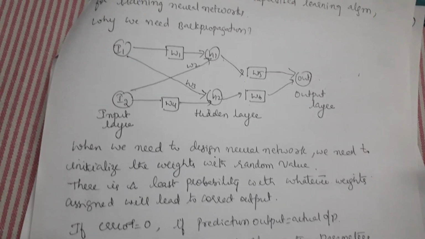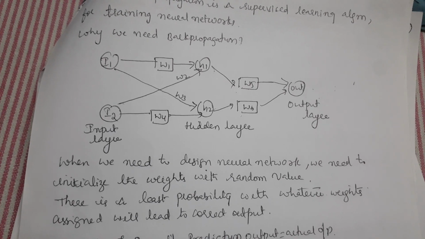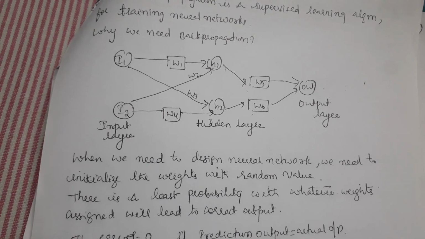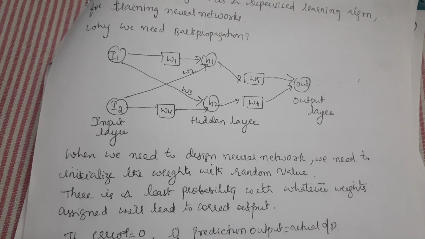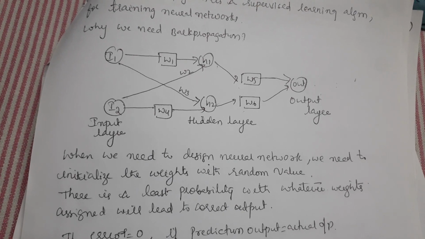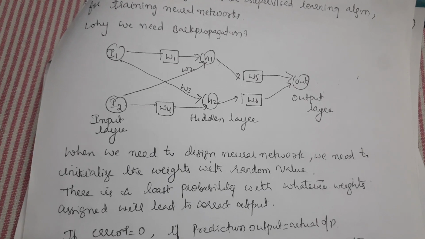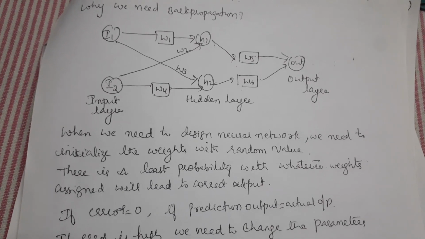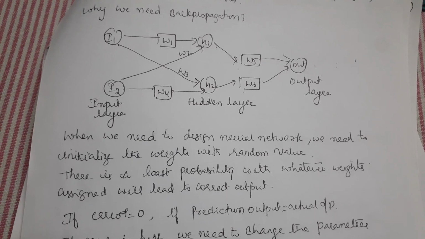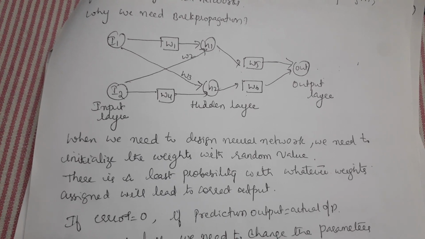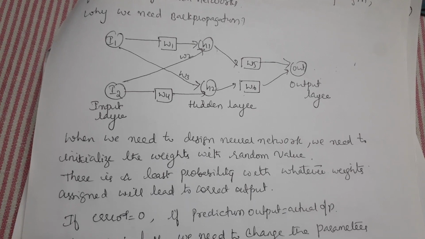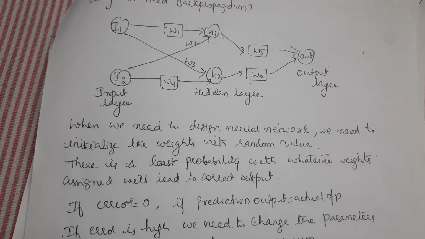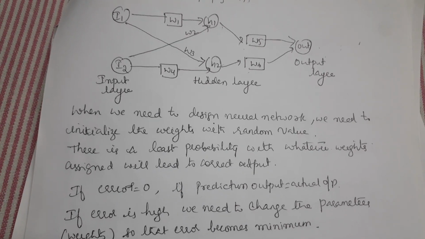We need to design a neural network, so we need to initialize the weights with random values. There is a very small probability that the weights we have randomly assigned will lead to a correct output. If the error is 0, that is, if the predicted output and the actual output are the same, then there is no need to modify the weights. Suppose the error is high, then we need to change the parameters, that is, change the weights so that the error is minimum.